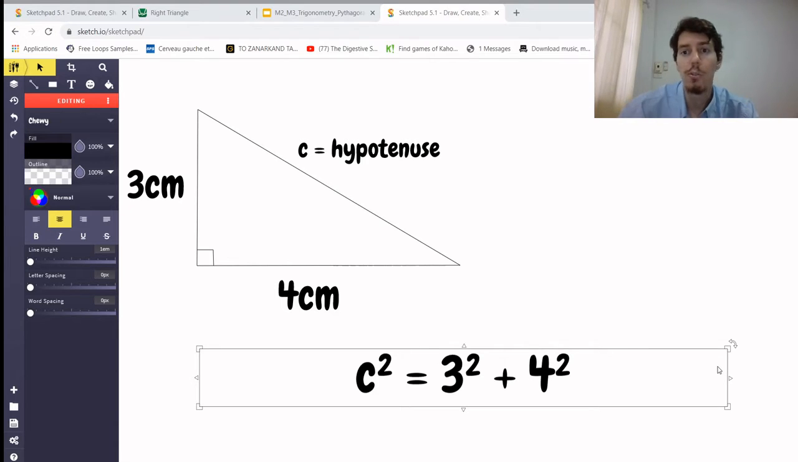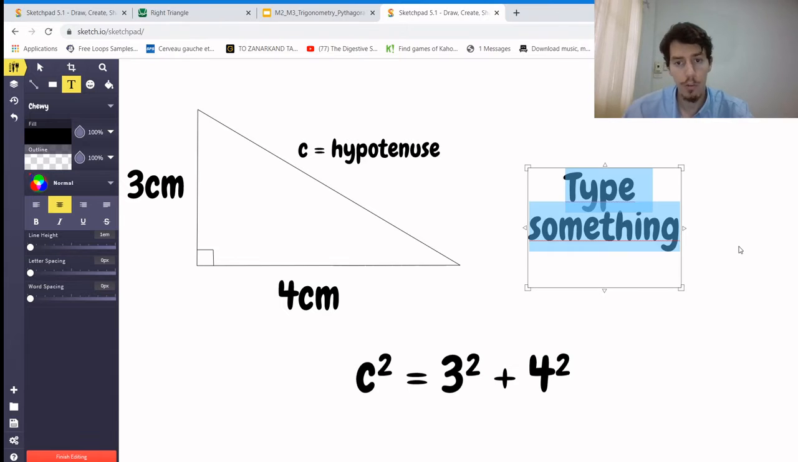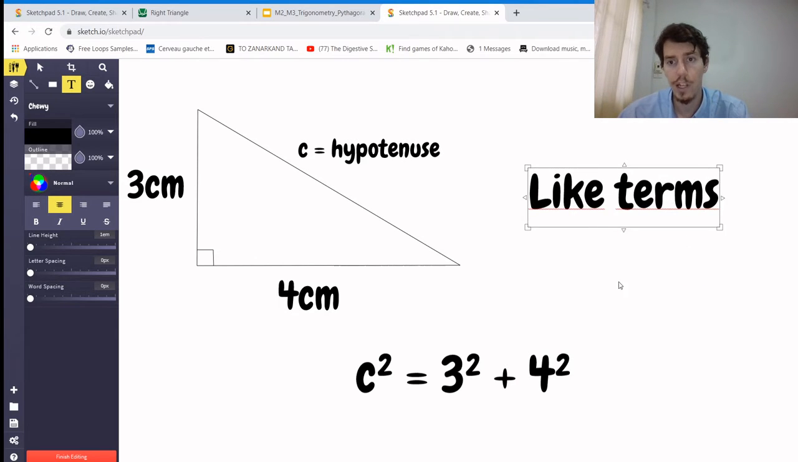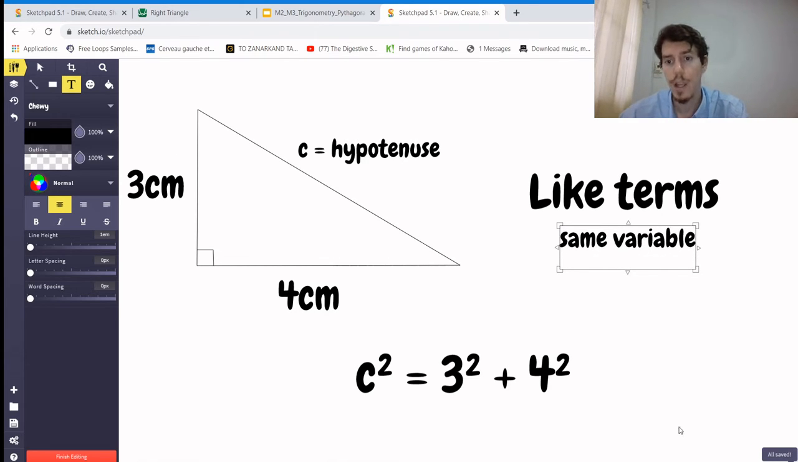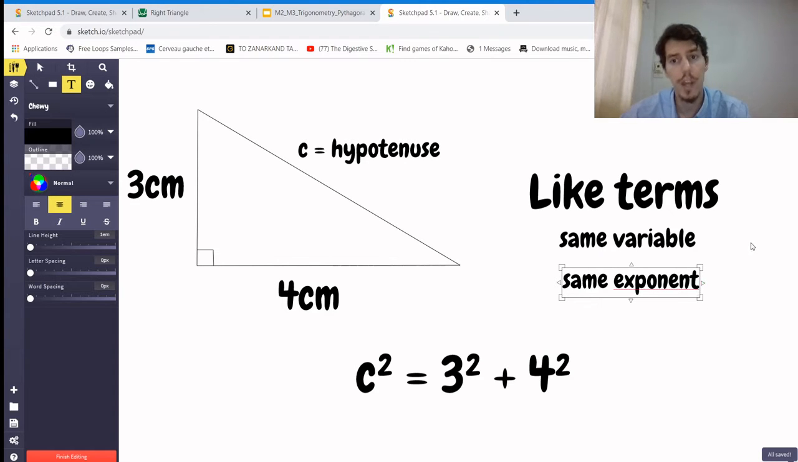Alright guys, I taught you algebra last year, right? So when you have an equation, you have to put all the same things together. You remember we have the like terms and the unlike terms. How do we find the like terms? The like terms have two things: the same variable and the same exponent, right? You guys remember that?